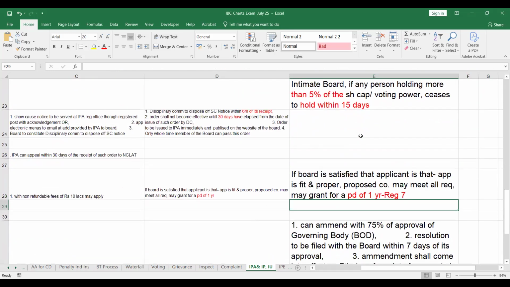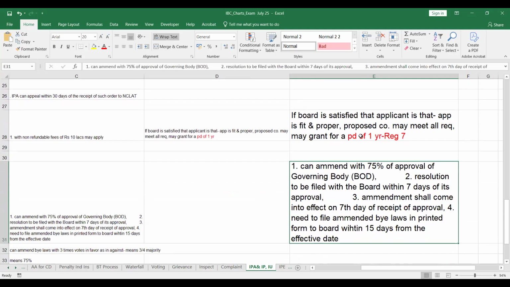There is a provision for in-principle approval here also. If the board is satisfied that the applicant is fit and proper, then the proposed company may meet all requirements. It may grant it for a period of 1 year. Regarding amendment of bylaws by an IU, the procedure is similar to that in case of an IPA.